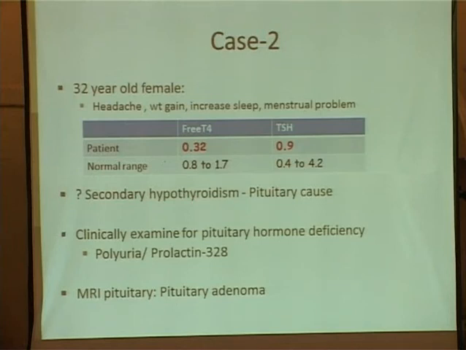So you can easily pick up or at least get the clue of a pituitary disease even by a simple thyroid function test. Not all patients with weight gain and menstrual problem is always primary hypothyroidism. The unfortunate story is, suppose this patient had this free T4 0.32 and this TSH instead of 0.9 as 9, then also you should suspect pituitary case, because if the T4 is so low, I would have expected the TSH to be 90 or 100, not at 9. I should expect pituitary.